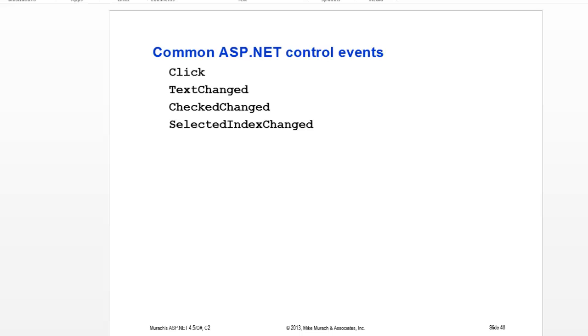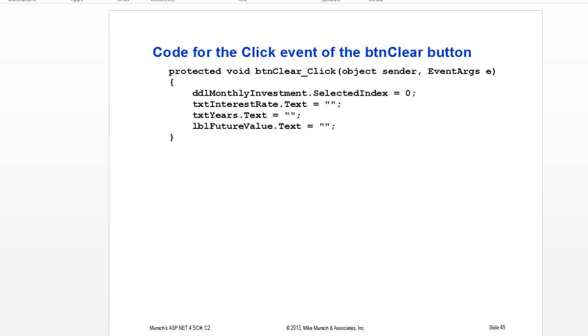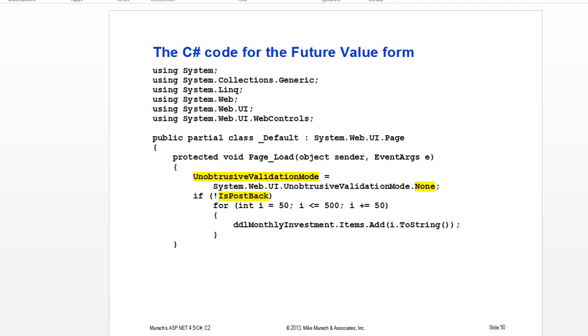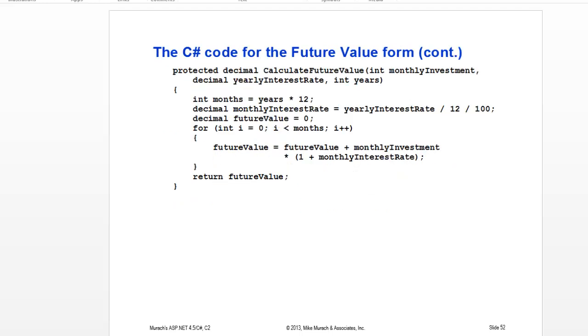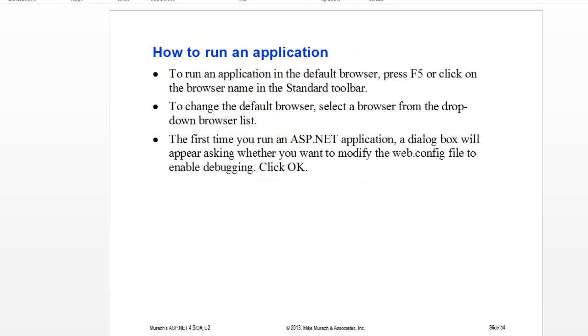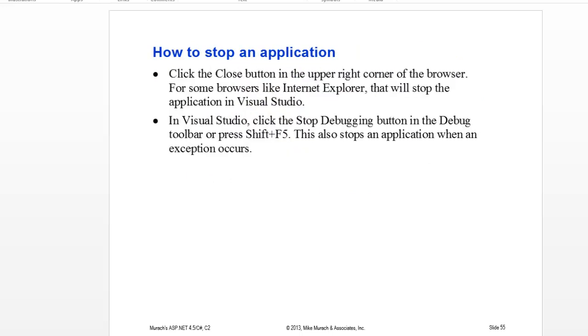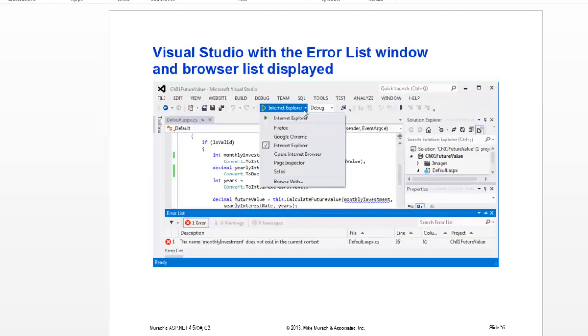And selected index changed, that is very common for things like drop-down lists. Okay, so they show you the code for the future value form, which you'll be able to peruse on your own. To run the application, you can hit F5, or you can click on the various options. To stop an application, you can just hit the close button in the upper right corner of the browser. You can click stop debugging if you're in debug mode as well.